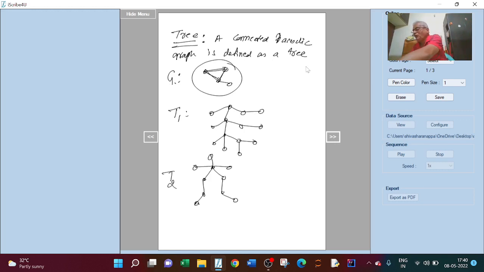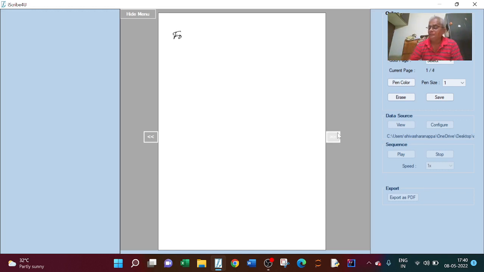Next we define forest. Forest definition: an acyclic graph is defined as a forest. For example, T1.